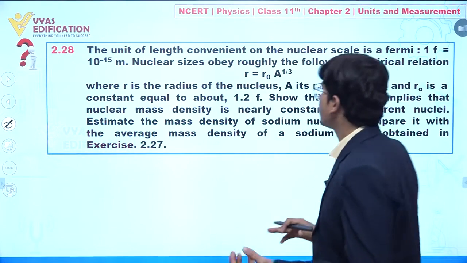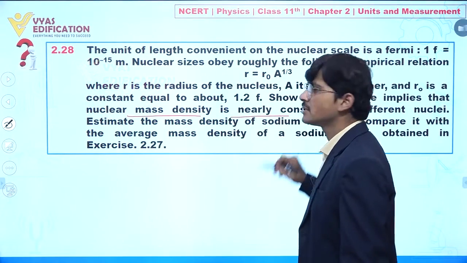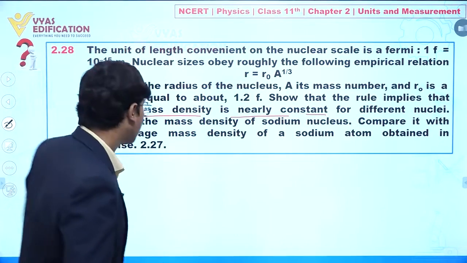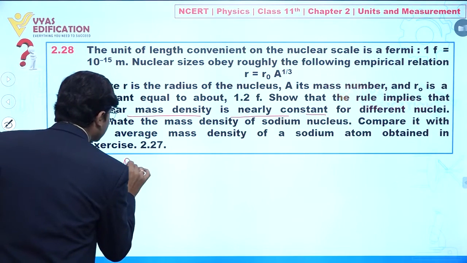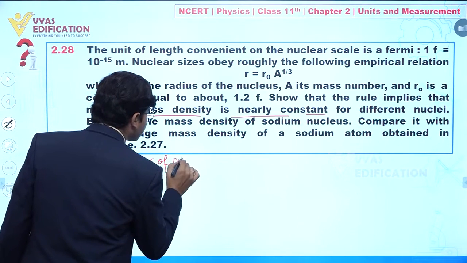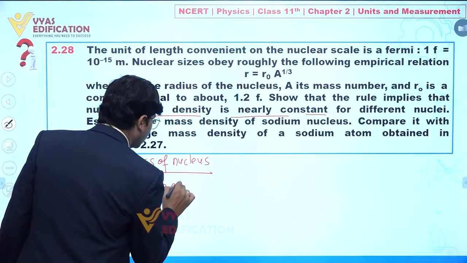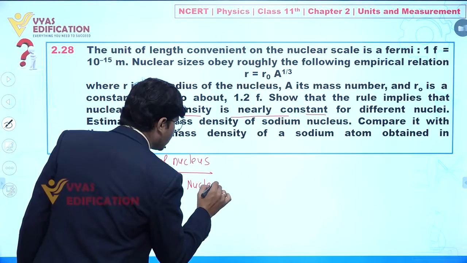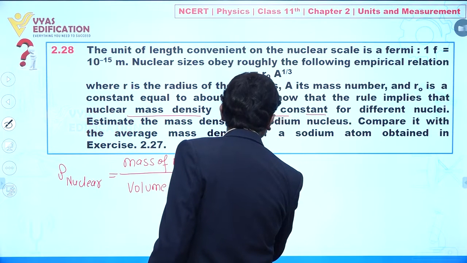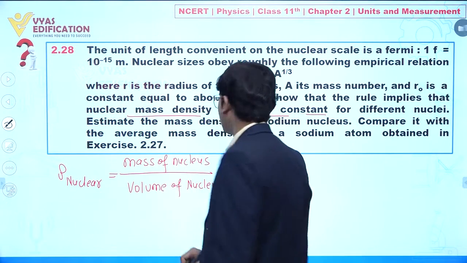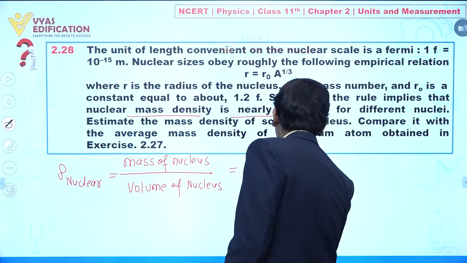Now what is our objective? Our objective in this question is to show that nuclear mass density is nearly constant. Clear? So how can we define nuclear mass density? We can say it is defined as the mass of the nucleus divided by the volume of the nucleus. Clear? Now how can we define the mass of the nucleus? The mass of the nucleus is defined as the mass number divided by the Avogadro number, and it is multiplied with 4 by 3 pi r cube.